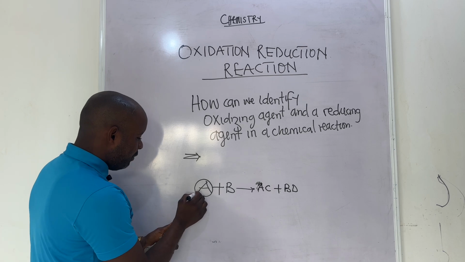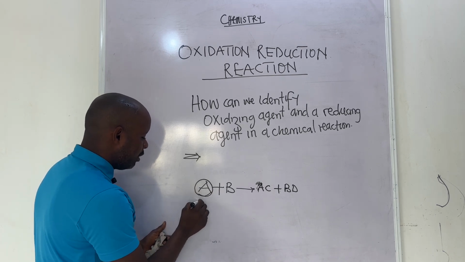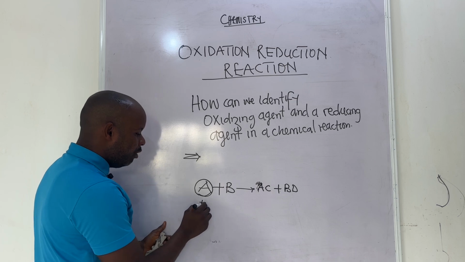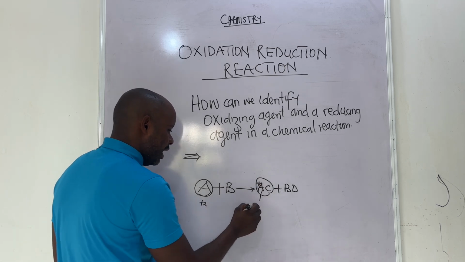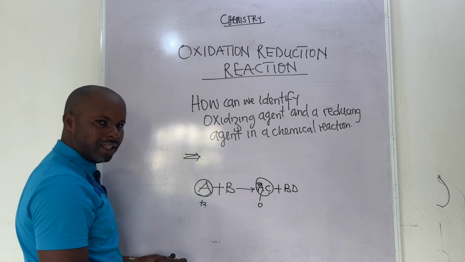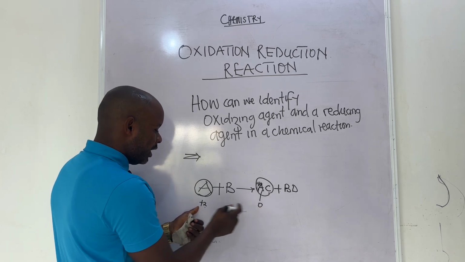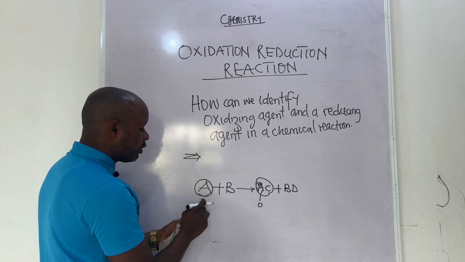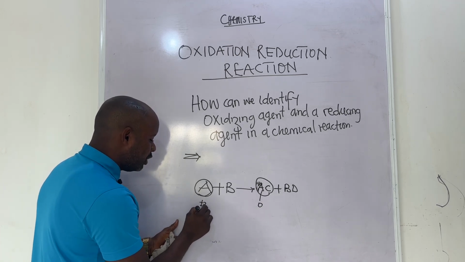If the oxidation state of this reactant is +2 and it moves down, and you get that the oxidation state of A here is 0, that is, it moved from +2 to 0. In this case, the oxidation state of A reduces. So in this aspect, we say this is reduced.